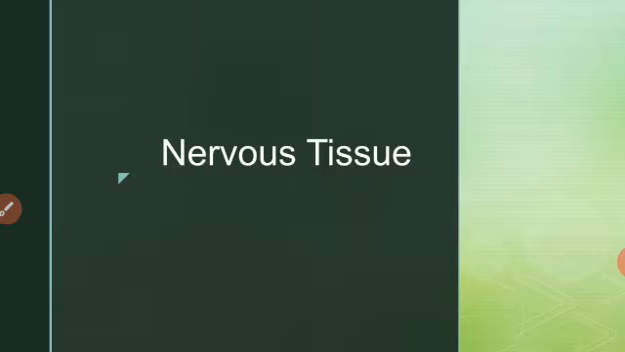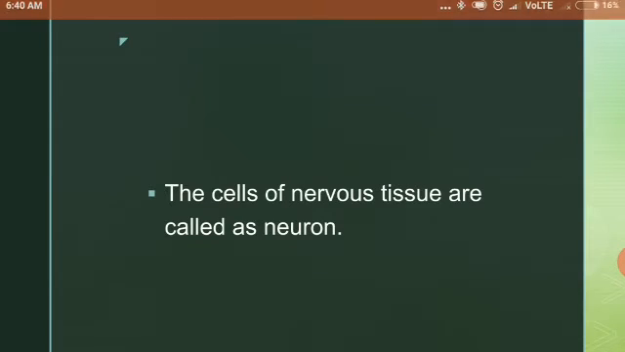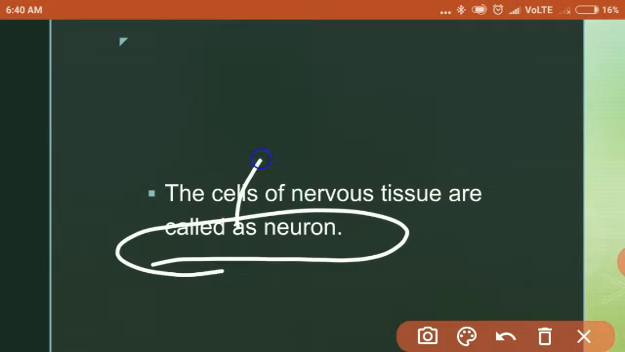Nervous tissue, as you know, beta, whenever we study about a tissue, we study about the cells that form that tissue. I always told you, isn't it? So the nervous tissue is also made up of cells, and the cells in the nervous tissue are called neurons or the nerve cells.